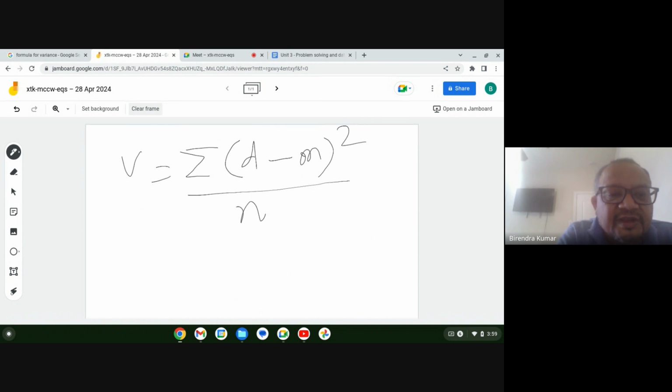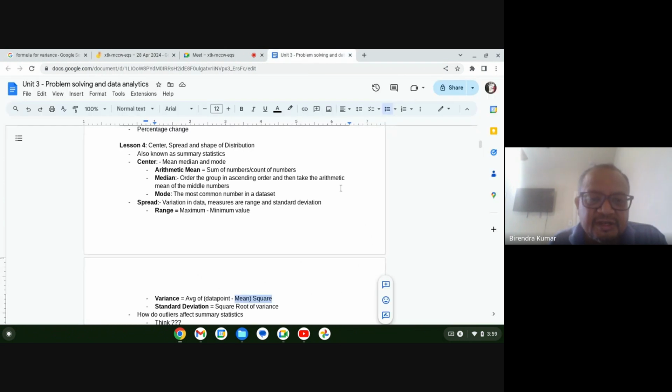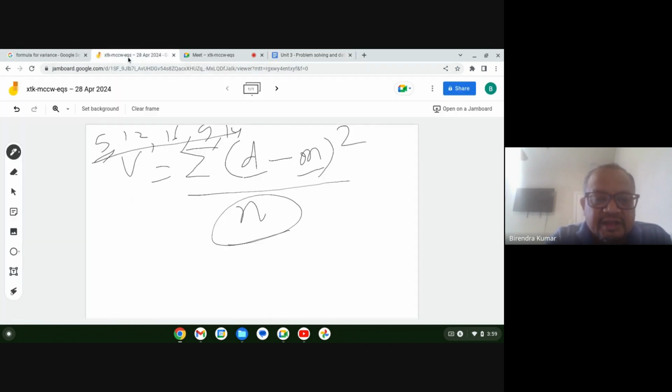So let's say if you have 5 numbers, 5, 12, 16, 9, 14. You will add them, find out the mean, and then for every number you'll subtract the mean from that number and find out the square. Add them together, divide that by n. That gives you the variance. And the last thing that you have to do in the spread is called standard deviation. That is nothing but the square root of variance. So once you found the variance, take out the square root of that. That is your standard deviation.